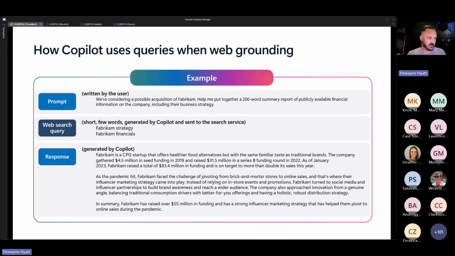Okay, so we sent Fabricam strategy and we sent Fabricam financials. Those are the only two things that got sent to Bing. So in total, we sent 3 different words over to Bing. Those 3 words are the only thing that left the service boundary and are not covered by the BAA. Fabricam, strategy, financials.